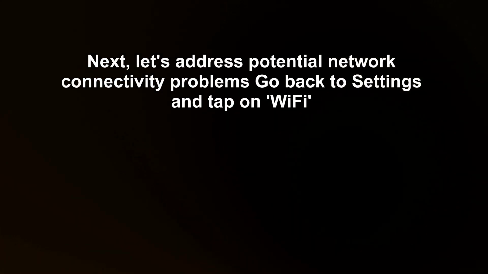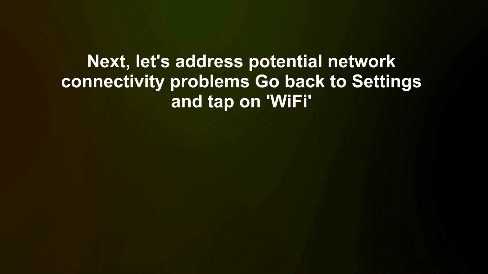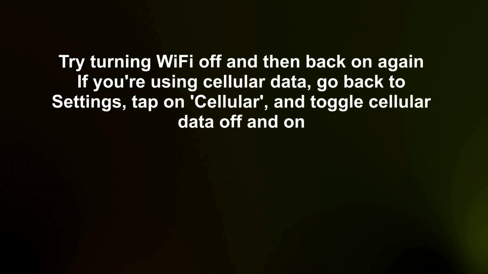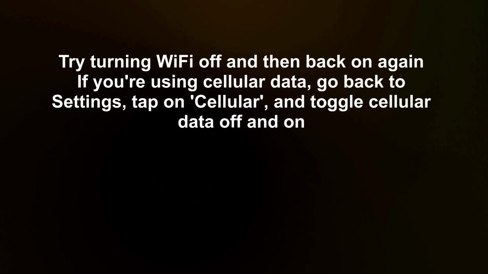Next, let's address potential network connectivity problems. Go back to Settings and tap on Wi-Fi. Try turning Wi-Fi off and then back on again. If you're using cellular data, go back to Settings, tap on Cellular, and toggle cellular data off and on.